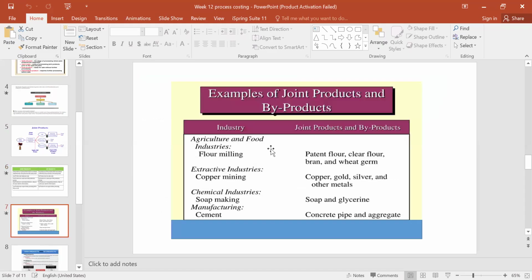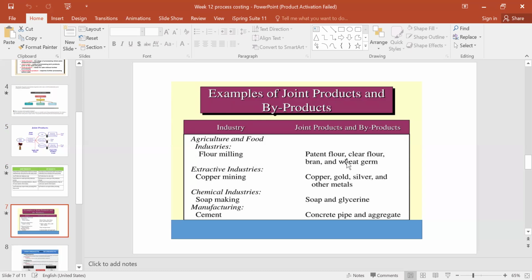Another example of joint product and byproduct, by industry. The agriculture and food industry is flour milling: patent flour, clear flour, bran, and white germ, produced in a process costing system.